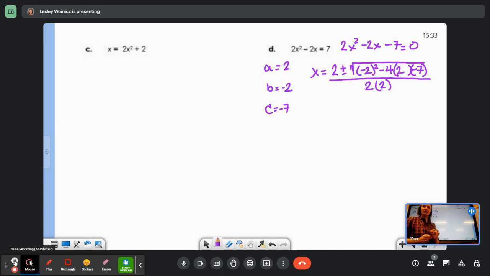How did you guys do? Okay, I didn't do this one today, so I don't remember it, and my mental math is not great right now. Okay, 4 times 7. What's 8 times 7? 56. Okay, 56 plus 4. I'm getting 60. So x equals 2 plus or minus the square root of 60, the whole thing over 2 times 2. I'm going to leave it as 2 times 2 for now because I have a feeling there's going to be something inside of the 60 I can take out.